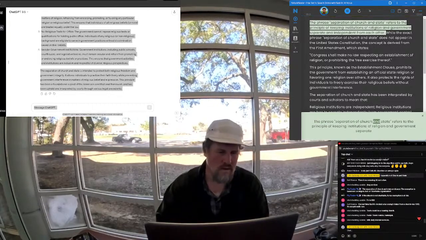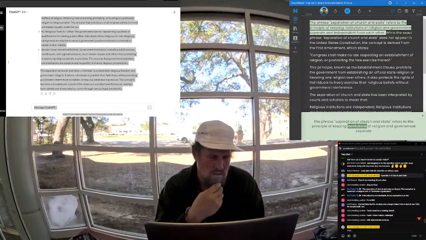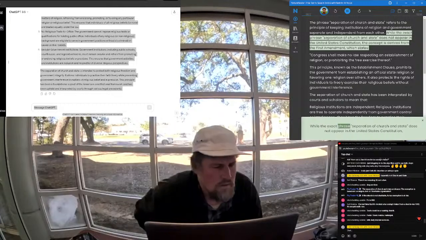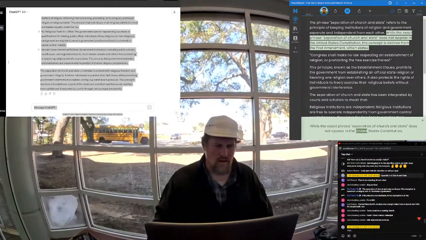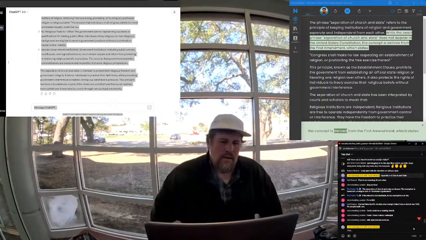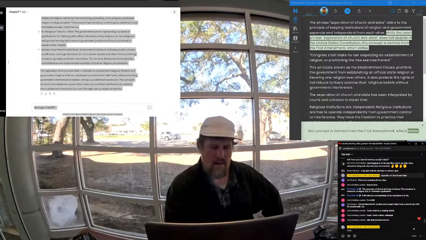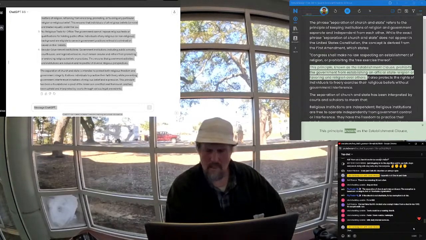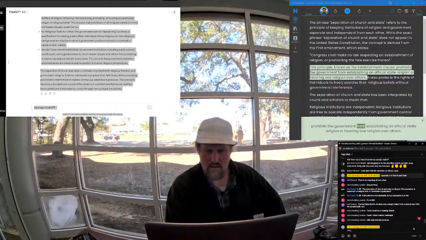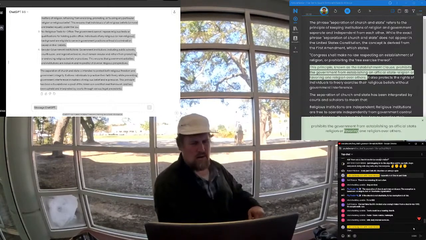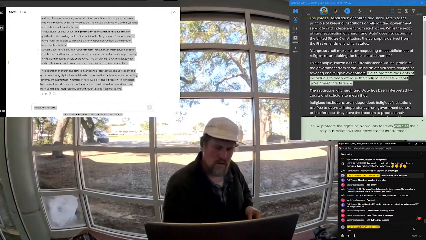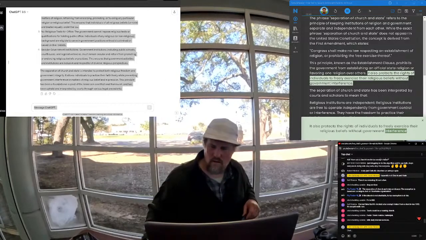The phrase separation of church and state refers to the principle of keeping institutions of religion and government separate and independent from each other. While the exact phrase does not appear in the United States Constitution, the concept is derived from the First Amendment, which states, "Congress shall make no law respecting an establishment of religion or prohibiting the free exercise thereof." This principle, known as the Establishment Clause, prohibits the government from establishing an official state religion or favoring one religion over others. It also protects the rights of individuals to freely exercise their religious beliefs without government interference.